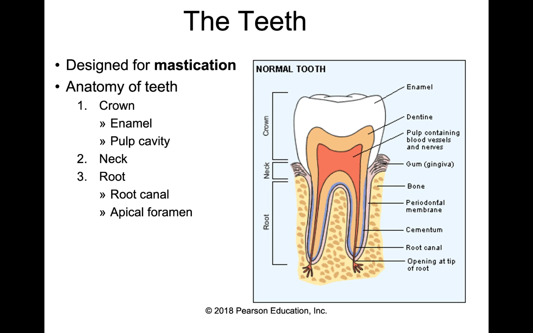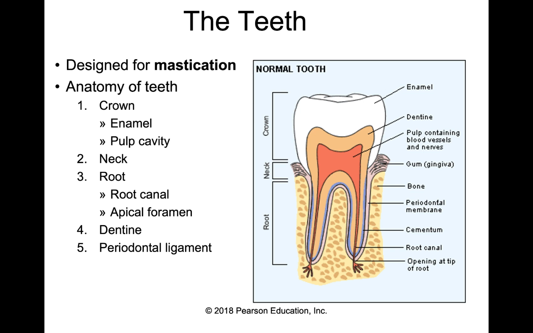The neck is below the crown and above the root. So this portion is called the neck. So there is an opening at the bottom of the root that's called the apical foramen, and dentin, we said that's the soft part, soft layer right here. So once the bacteria enters the enamel, it's easy for it to get through the soft tissue here. The periodontal ligament is something that's going to hold the tooth in place.